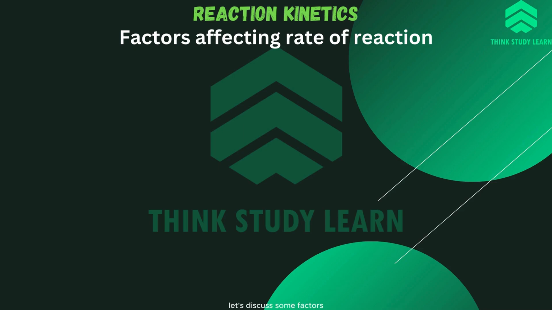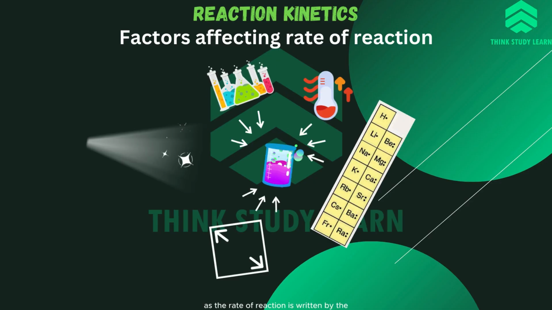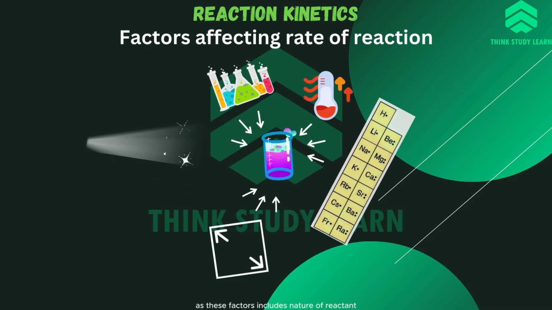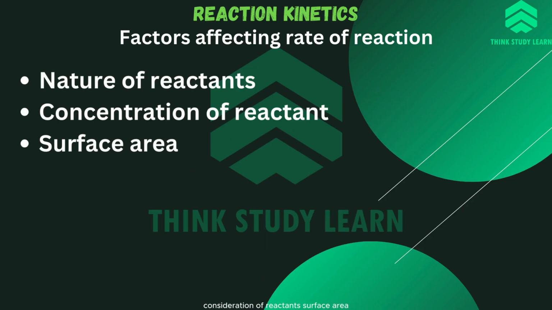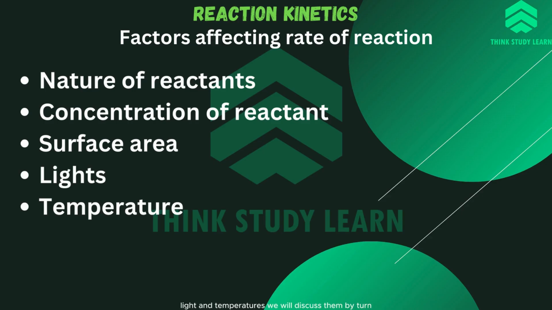Let's discuss some factors which affect the rate of reaction. As the rate of reaction is determined by some chemical processes, this means that it should be affected by some factors. These factors include nature of reactants, concentration of reactants, surface area, light and temperature. We will discuss each factor in turn, and how they affect the rate of reaction. First, we will study the nature of reactants.